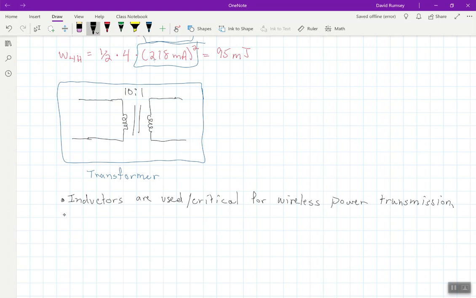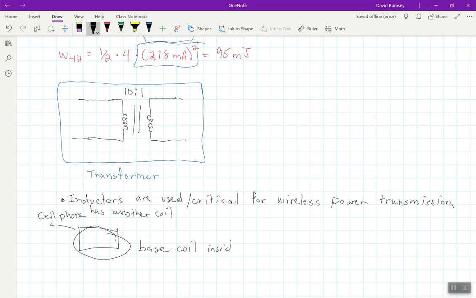And this is, again, something some of you might have. You might have a cell phone charger where you just set your cell phone on top of the charger. You don't have to plug it in. It's a wireless charger. And that base that you're setting it on has a coil inside it. And then you set your cell phone on top of it, which has another coil.